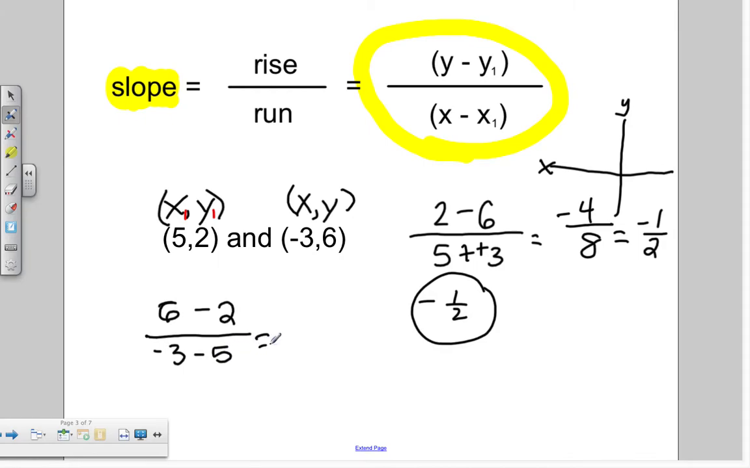Now I'm going to actually compute that. 6 minus 2 is 4. -3 minus 5 is 2 negatives together, which is -8. When I reduce 4 over -8, I realize that that's just going to be -1/2 also. Notice how I got the same thing. You don't need to do it twice, you just need to do it one of these 2 ways.